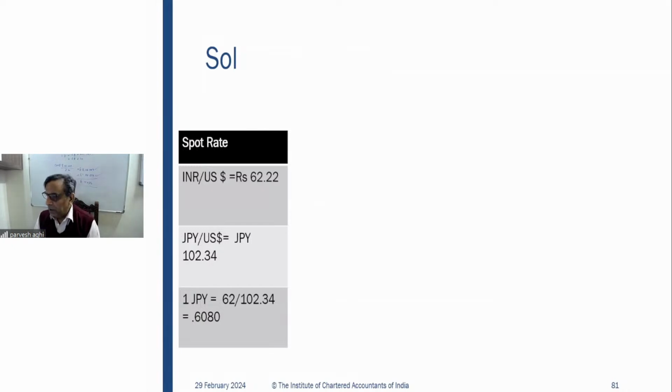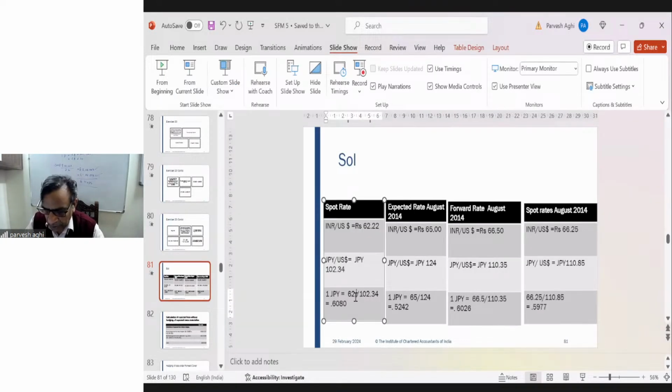First, look at the spot rate, which says $1 is equal to 62.22, and 1 US dollar is equal to so many Japanese yen. So now one Japanese yen would be 62.22 divided by 102 points. Let's go to the spot rate. It should be 62.22, so I have to make a correction here.